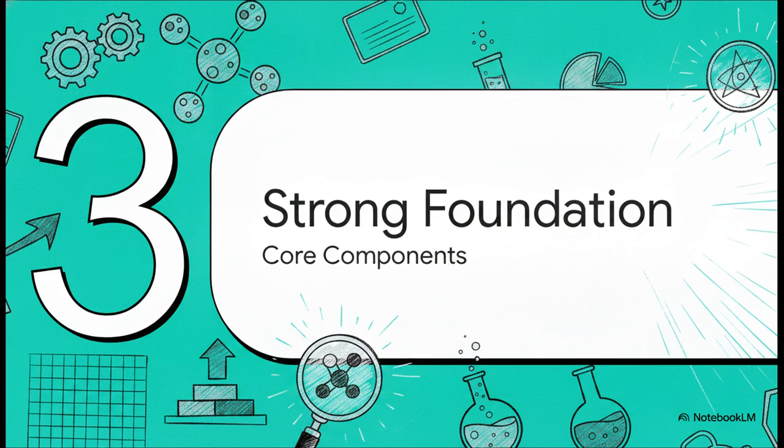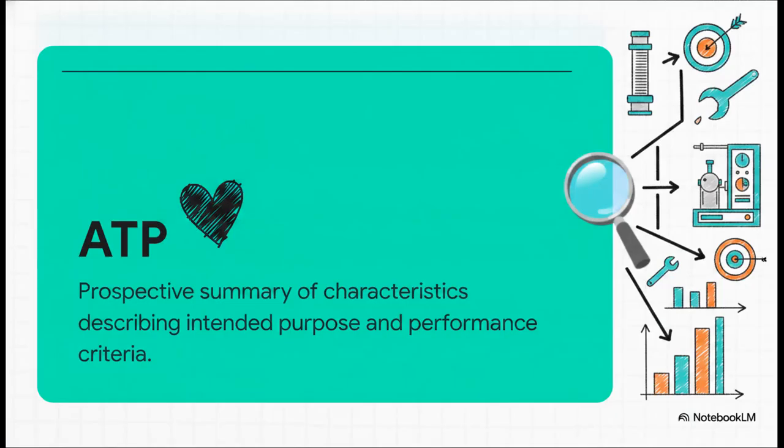Moving right along to part 3, building a strong foundation. So how do we actually build this scientific robustness? Well, it starts right here. The source material explicitly calls this the heart of ICH Q14, the ATP, or Analytical Target Profile. Before you even touch a beaker or turn on an instrument, you have to ask one foundational question. What does this analytical method actually need to achieve?